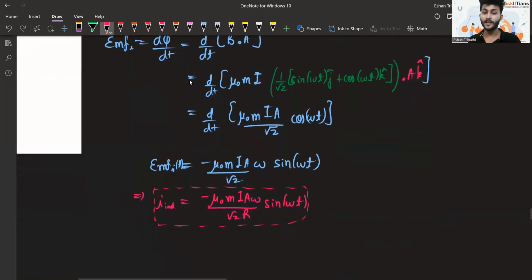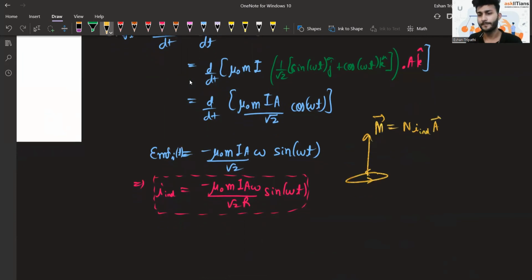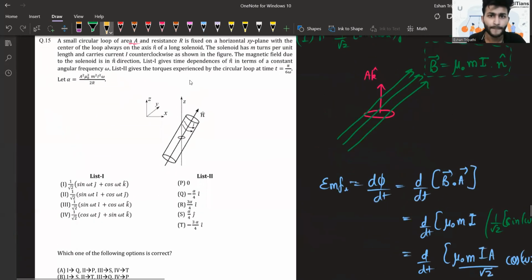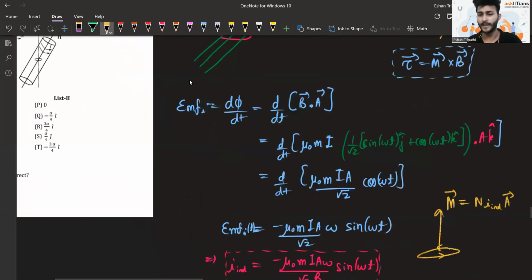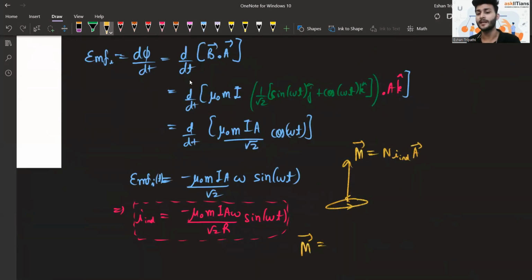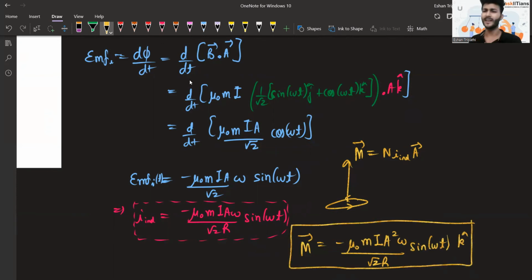Now once you have found out the current, what have we found out? We have found out the current in this horizontal coil which was kept inside the solenoid. So its magnetic moment will be what? N into number of turns into current induced into area vector. What is the value of this? The number of turns, I think, was not given, it was just 1. It's not given, so we will assume it to be 1, as is actually obvious every time. So just multiply this with the area. It turns out to be mu naught M I A square omega by root 2 R sin omega t k cap. This becomes the magnetic moment vector. And then we are almost done.